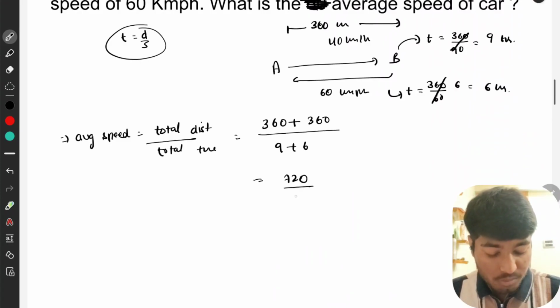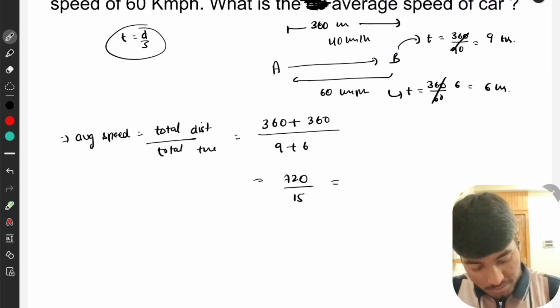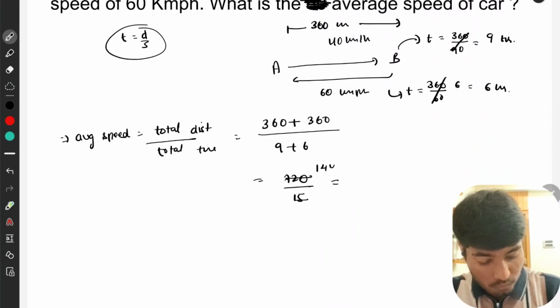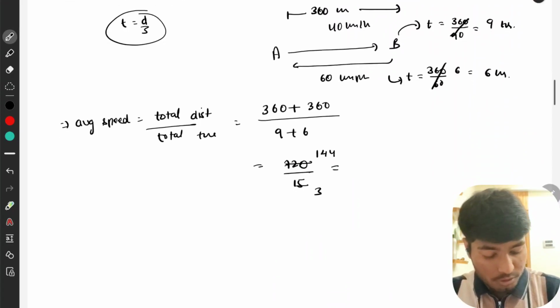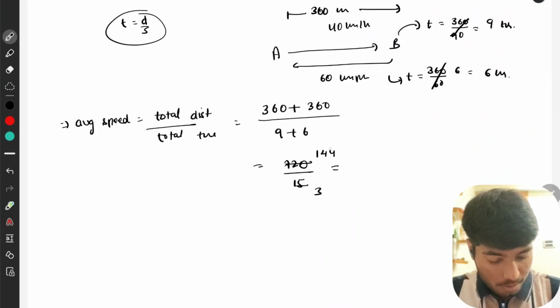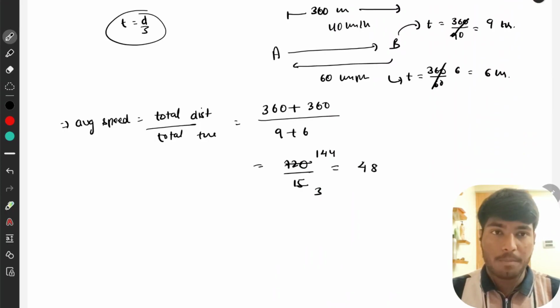So I can write 360 plus 360, that is 720, upon 15. So I think you will get an approximate value of, how much? 144 upon 3. So this is equivalent to how much? I think it's 57. No, I'm sorry. I think it's 48. I guess, yeah, 48.